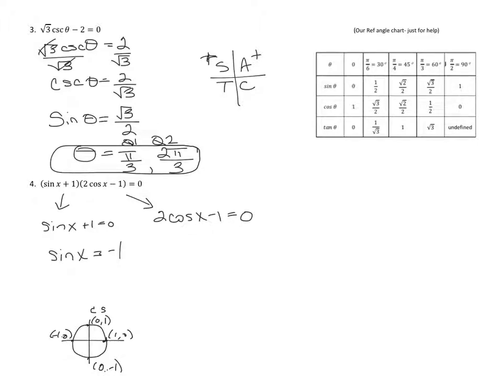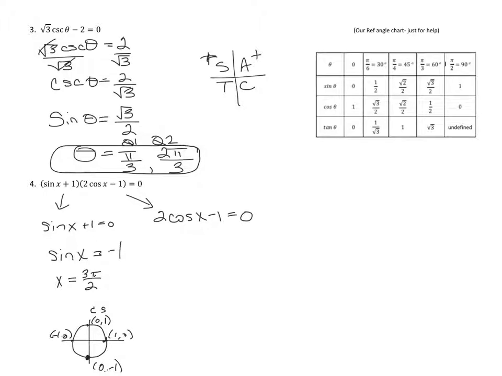So if we look, where is sine negative 1? It happens right down here at 3 pi over 2, and it's the only place that it happens, because at pi over 2, we have positive 1. So for this, there's only one solution for sine of x. Where does it equal negative 1? And that happens at 3 pi over 2. Okay, so that solves the first part.